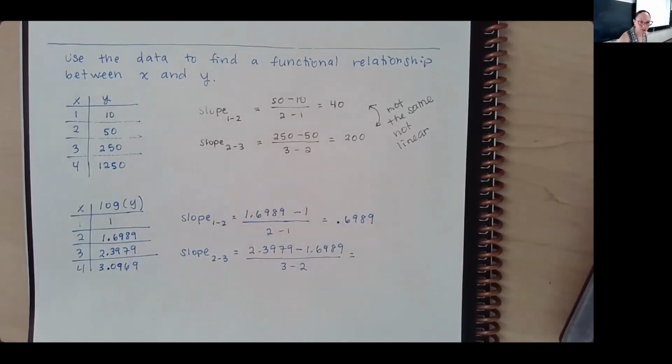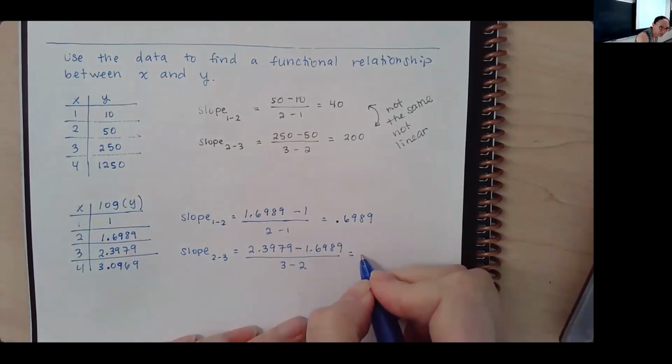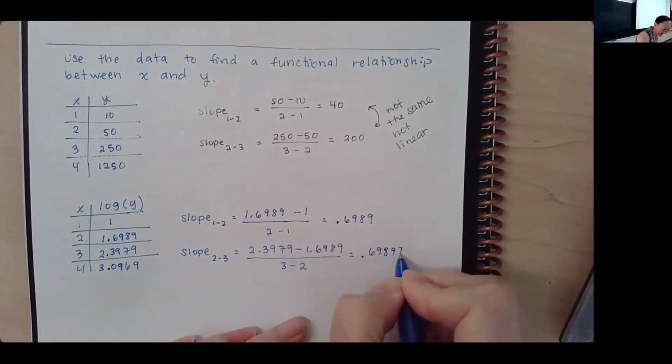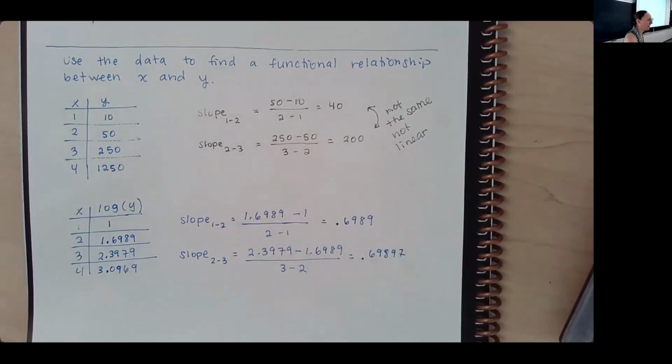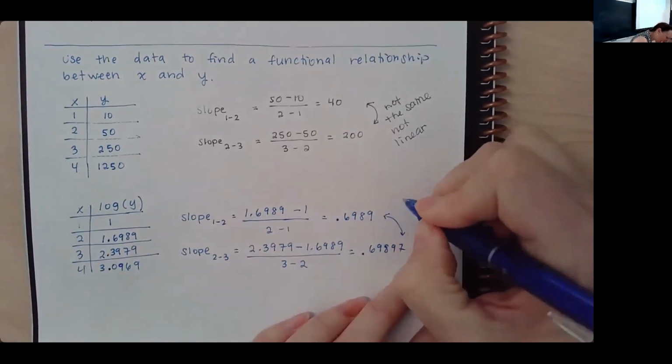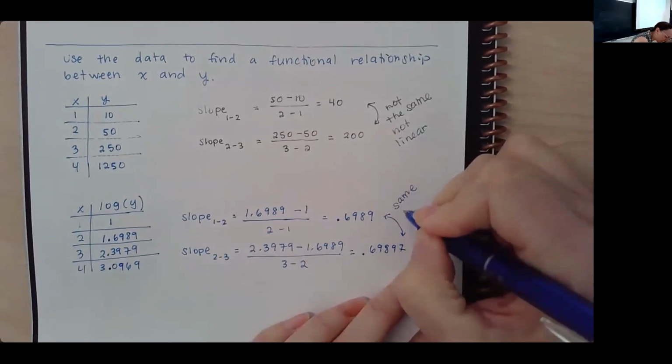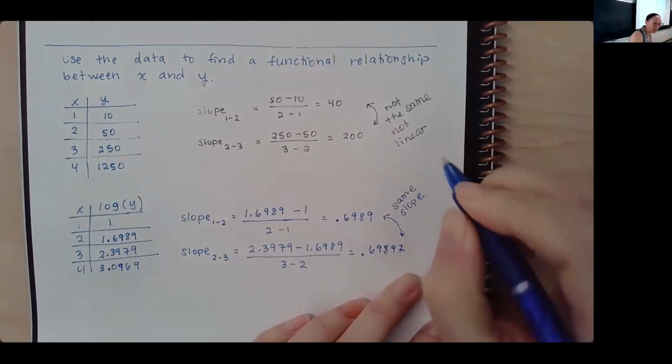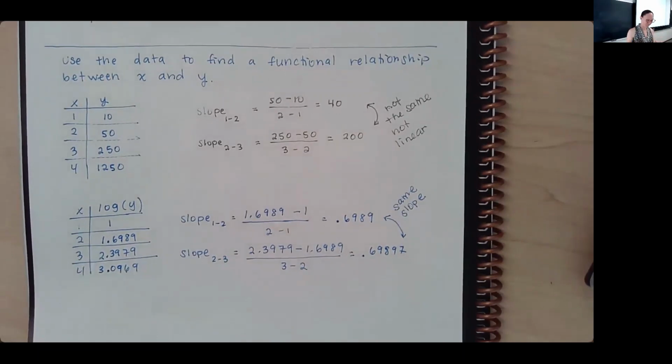And again, magic of the calculator. I get 0.69897. I'm calling those close enough. It looks like I have found the same slope between those points. So now that I have the same slope, now I can start building my equation.